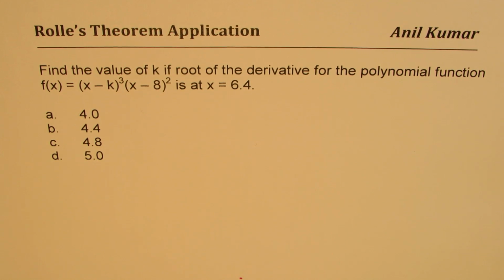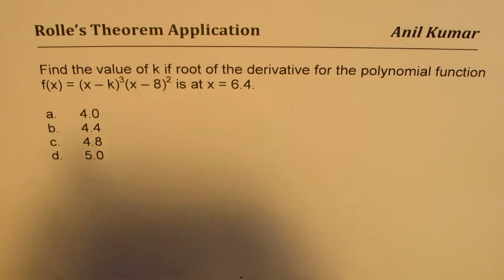Here is a brilliant multiple choice question for you. Find the value of k if the root of the derivative for the polynomial function f of x equals (x minus k) whole cube times (x minus 8) whole square is at x equals 6.4. Four options are given to you. You can always pause the video, answer the question, and then look into my suggestions.